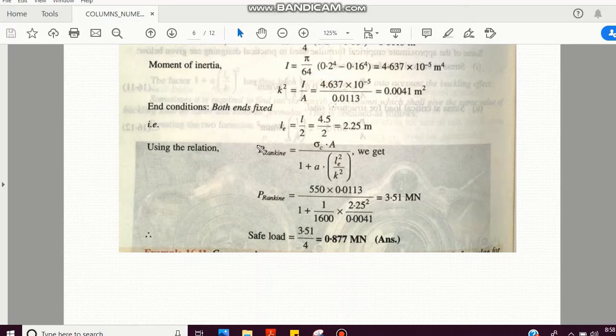Now using the Rankine relation, that is P Rankine equals sigma C into cross sectional area by 1 plus small a into LE square by K square. By substituting all these values, we get the Rankine load is 3.51 meganewton. This is the Rankine load. Okay. Now the safe load. The safe load is Rankine load by factor of safety. We have to divide the Rankine load by factor of safety. So we get 0.877 meganewton. This is the safe load.